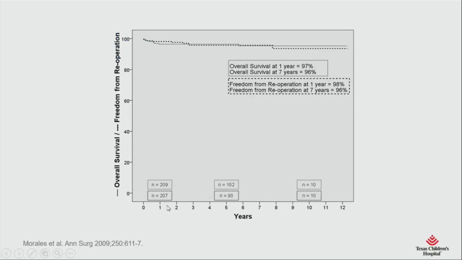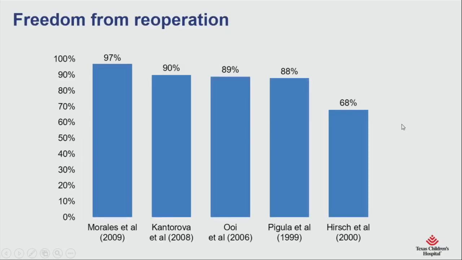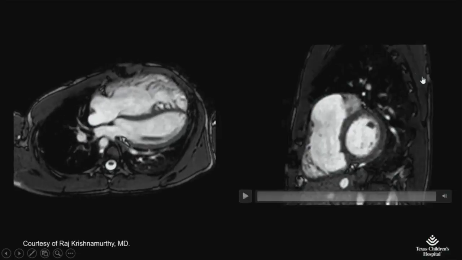In general, the overall survival should be pretty good. It should be about 96 to 97% long term. And the freedom from reoperation should also be pretty good, so reoperation should be somewhere around 3 to 10% at 5 to 10 years, depending on the series that you read. Now, one of the big things about tetralogy is obviously going to be the need for pulmonary valve replacement.